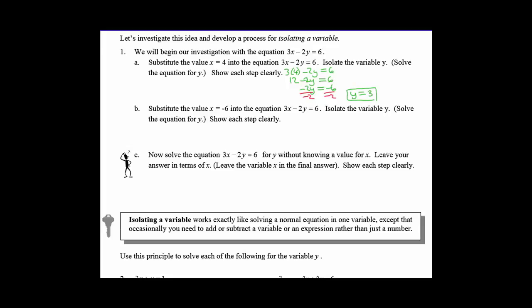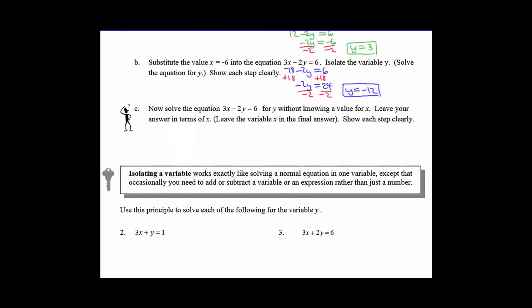The same thing will happen in the next problem. It says to substitute the value x equals negative 6 and then isolate the variable y. So if I plug in negative 6, when I multiply by 3, that will be negative 18. Since space is limited here, I'm just going to go ahead and write the negative 18. Now I need to add that 18 to the other side. That will give me negative 2y equals 24. And then when I divide by negative 2, I will get y equals negative 12. Again, I am getting a number for the solution because I plugged a number in for x when I started.